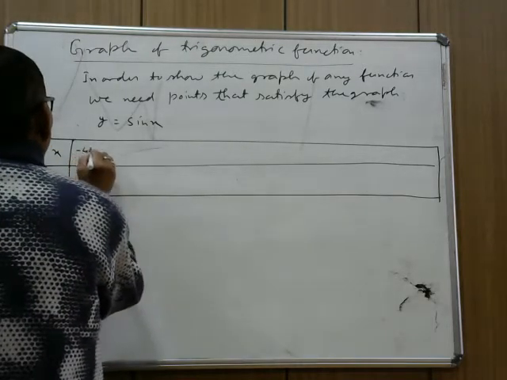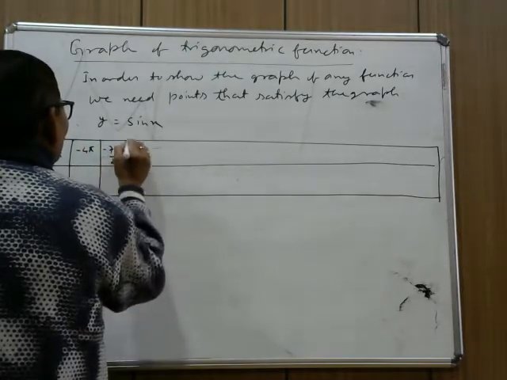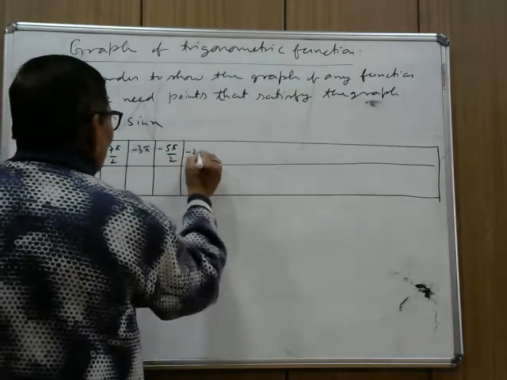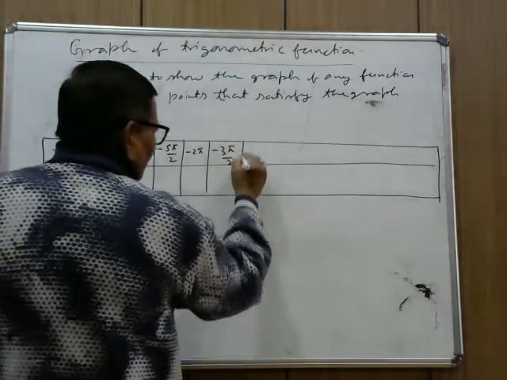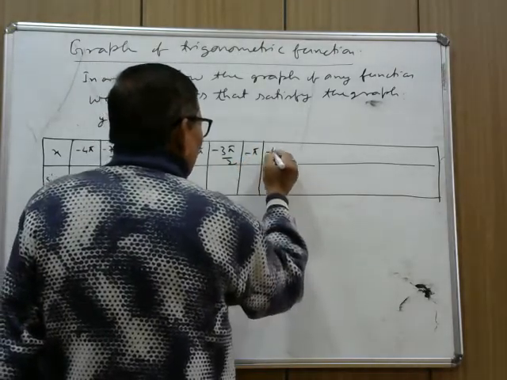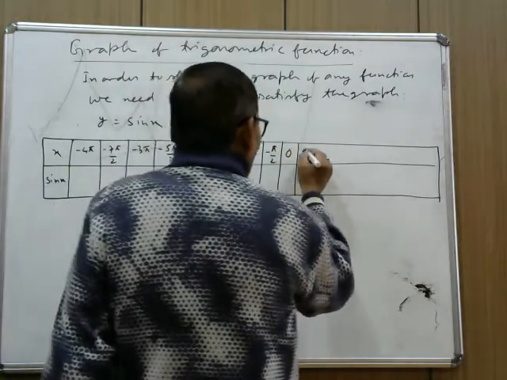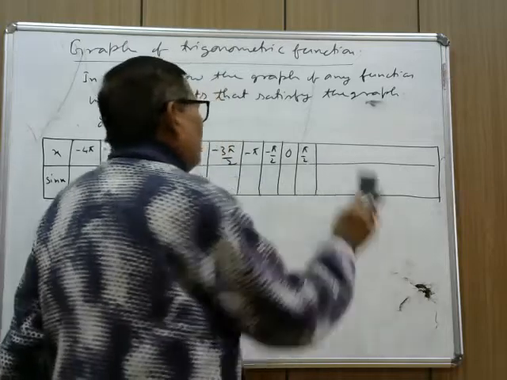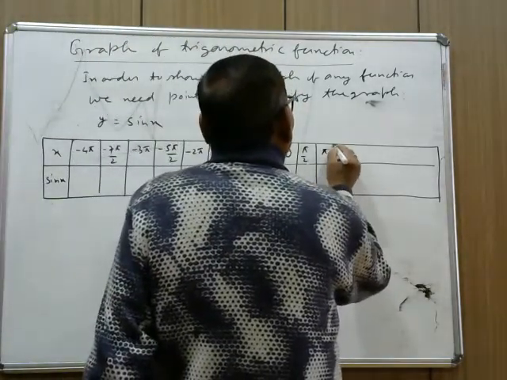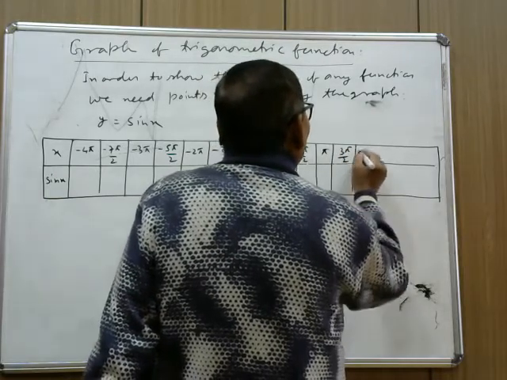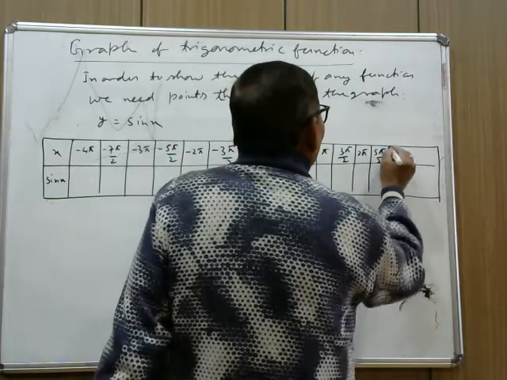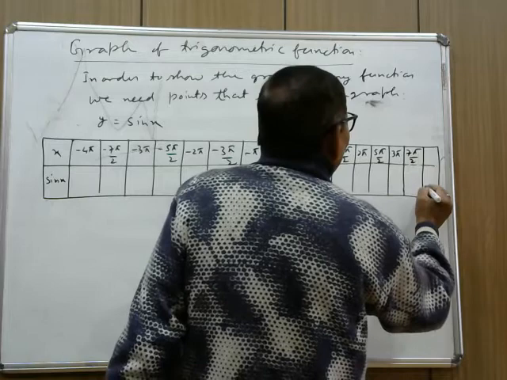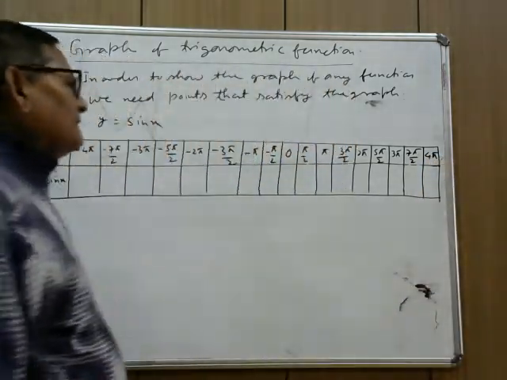Your value of x is minus 4 pi, minus 7 pi by 2, minus 3 pi, minus 5 pi by 2, minus 2 pi, minus 3 pi by 2, then minus pi by 2, 0, pi by 2, pi, 3 pi by 2, 2 pi, 5 pi by 2, then 3 pi, then 7 pi by 2, and then 4 pi. So I have taken the value of x from minus 4 pi to 4 pi.